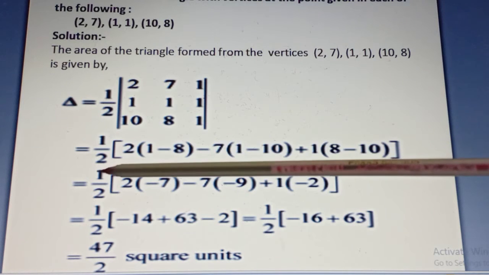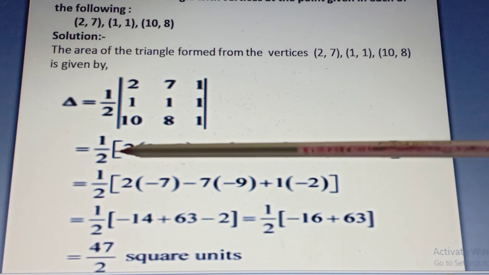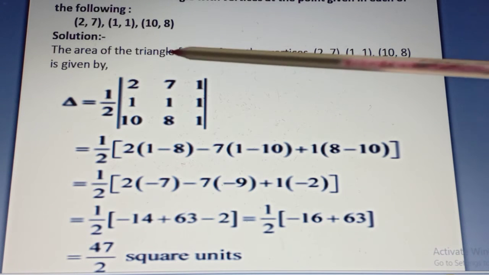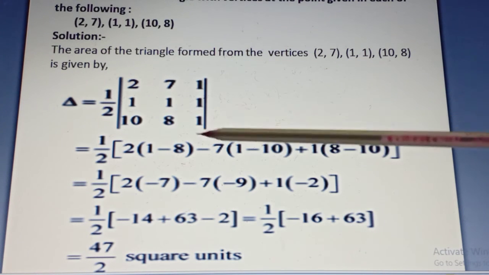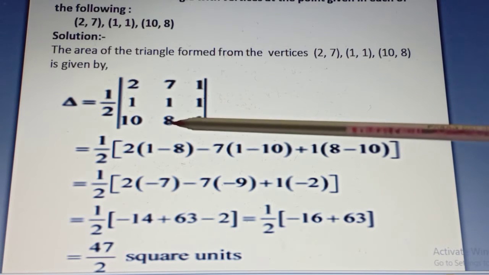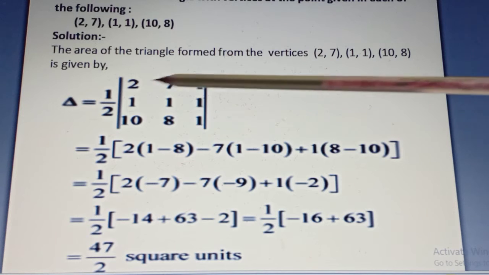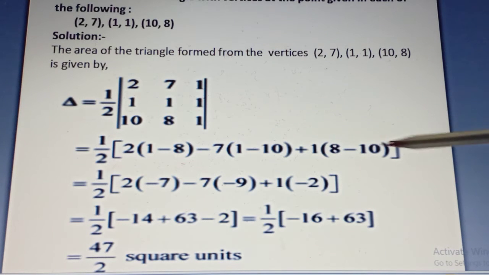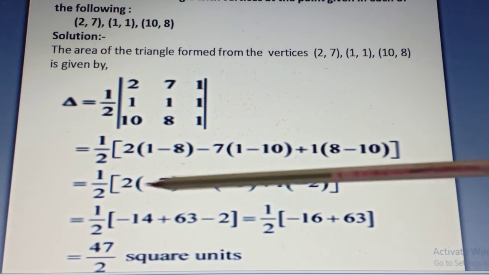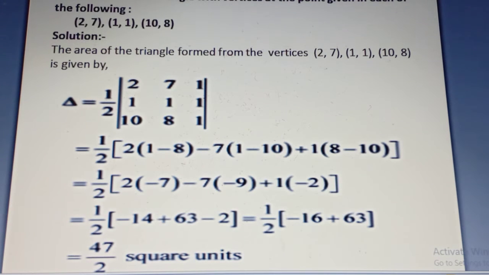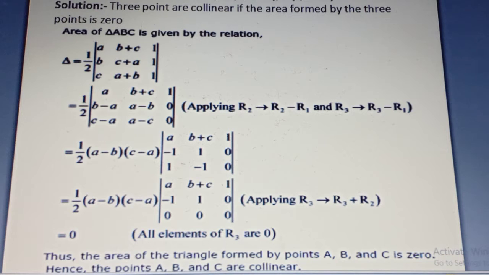Half, this is the formula, half into this, expanded along row 1. So 2 into its minor (1 minus 8), minus 7 into (1 minus 10), plus 1 into (8 minus 10). So half, 2 into minus 7, minus 7 into minus 9, 1 into minus 2. So after calculating, its value becomes 47 by 2 square units. So I hope students, all of you understood.